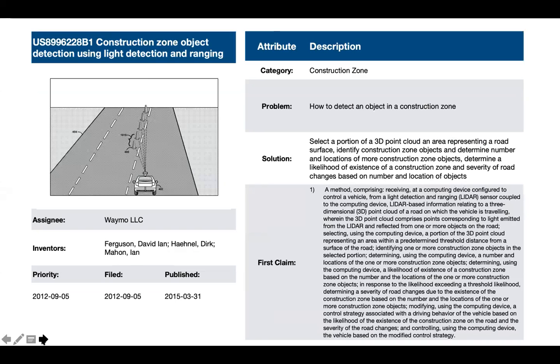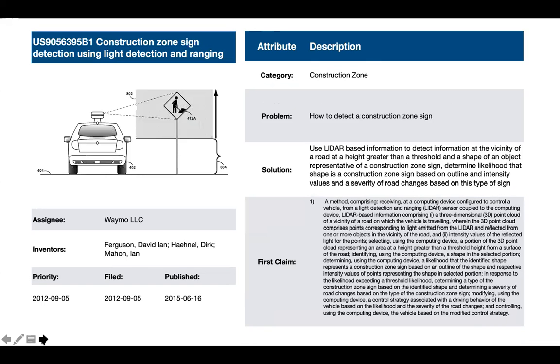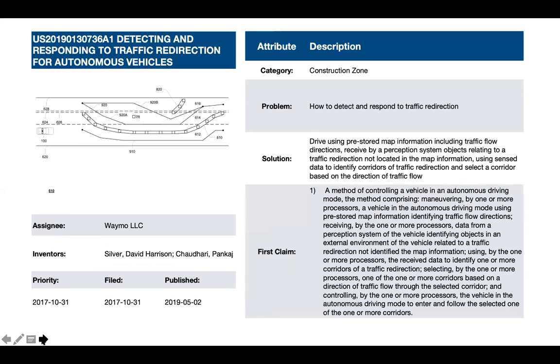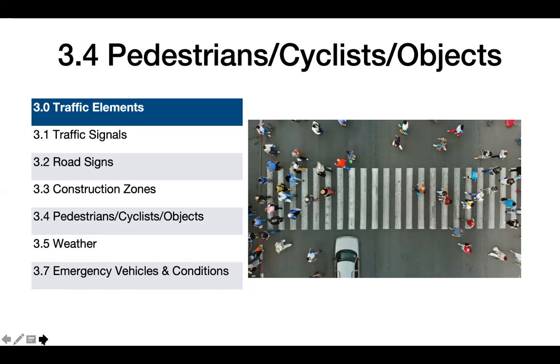All right, for whatever reason, there are a lot of prettier pictures in the construction zone patents. There's counting the number of pylons, there's seeing the sign at the right height, there's real construction vehicles and everything else going on. And here's someone finding a new path to take because of the construction severity and so on. Okay.